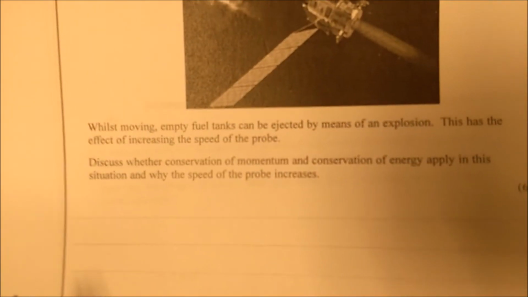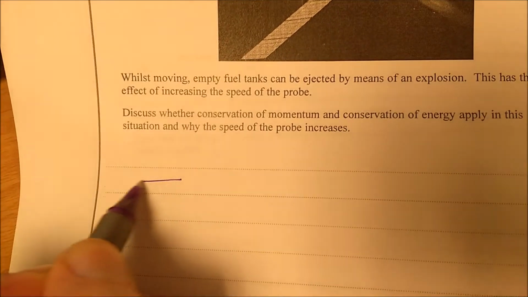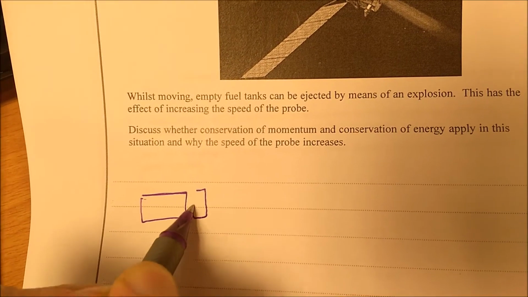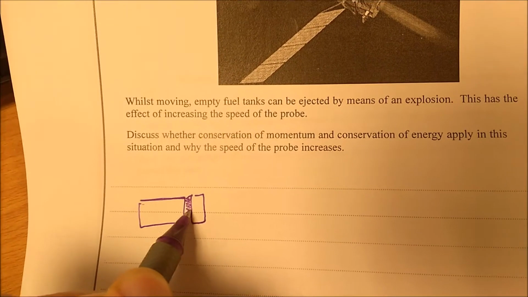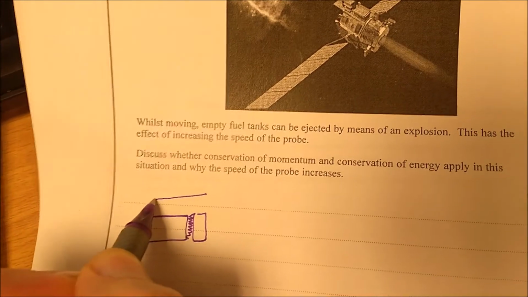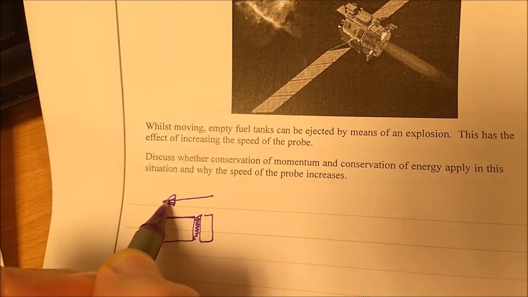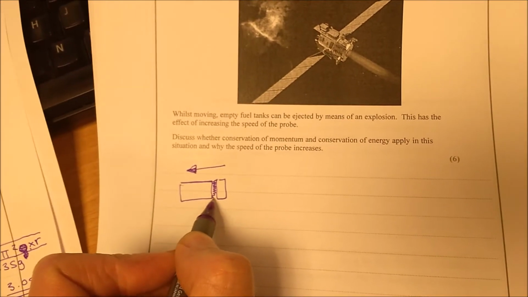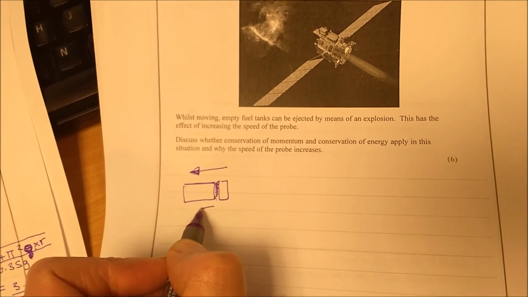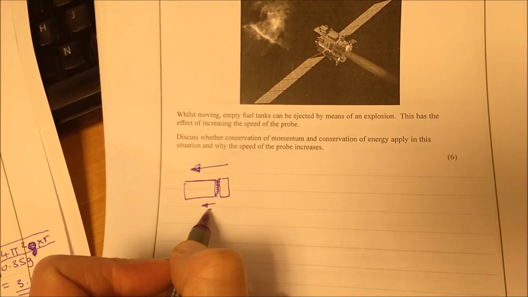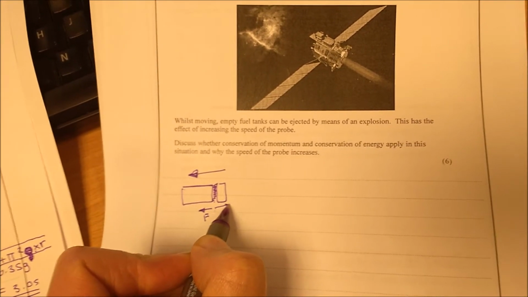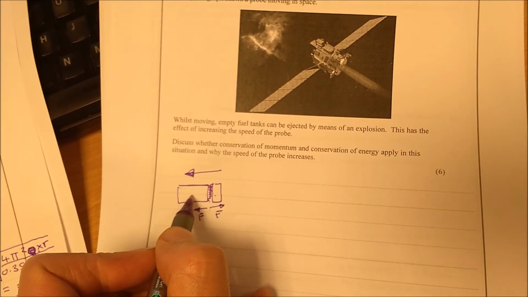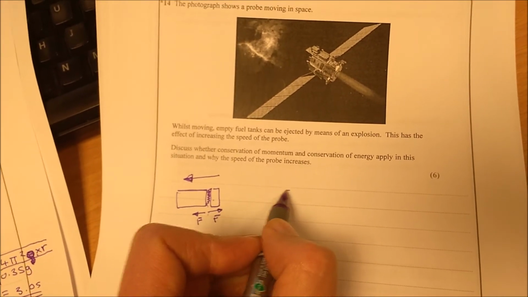It might be useful here just to have a little diagram. If you imagine there's a fuel tank on the right hand side and we've got some explosive here. This might be moving along in space at quite a high speed. This is the before situation. If you then have an explosion, there's going to be a force this way, isn't there? And there's going to be an equal and opposite force on this empty fuel tank. Well, that's going to cause this one to accelerate.